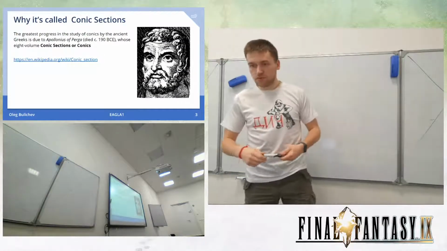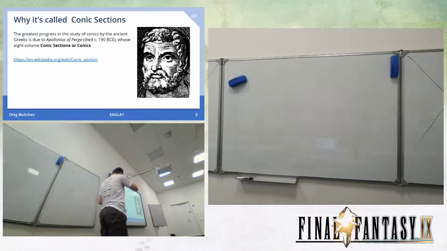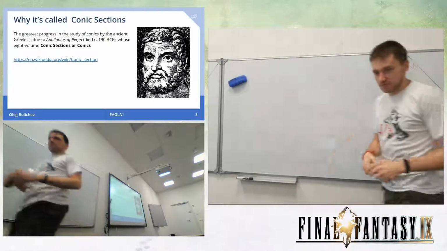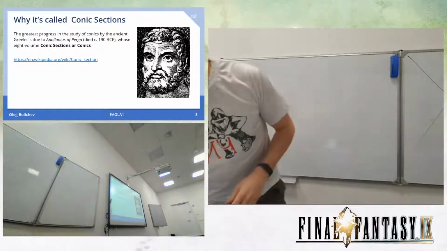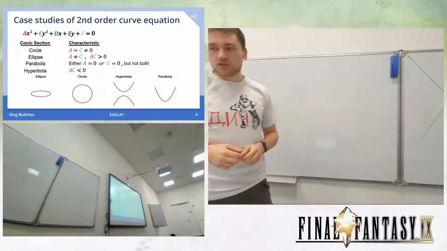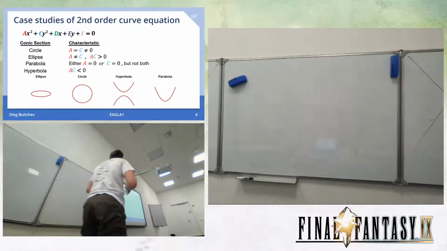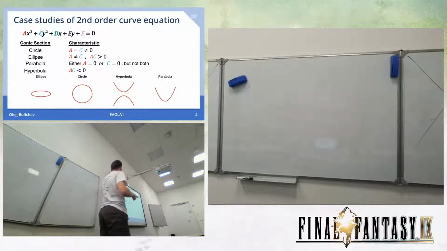Actually, it's called like this because of this guy, Apollonius of Perga. He wrote the book on conic sections, the Conics. So it seems it's called like this because of him. Now we are going to the case study of the second order curve equation. So we have the general form, but what do you think? What is missing there?